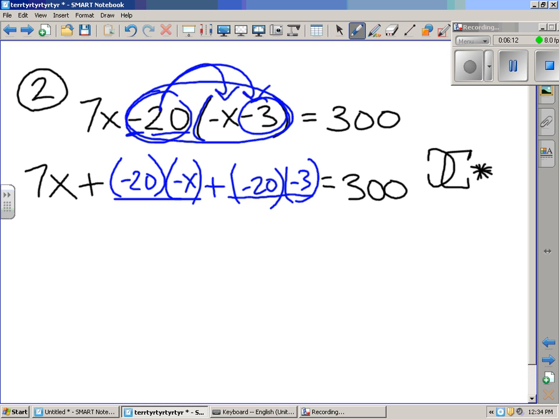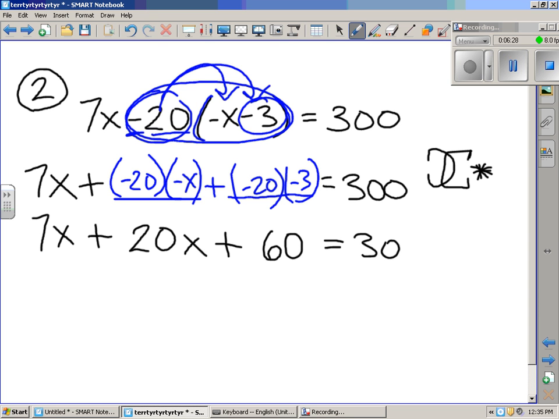Now we can simplify. So 7x we copy down. Negative 20 times a negative x gives you a positive 20x. And then we have a negative 20 times a negative 3, which gives us a positive 60. And finally, that is all equal to 300. So we've used the distributive property. Now we're going to see if we can collect like terms.